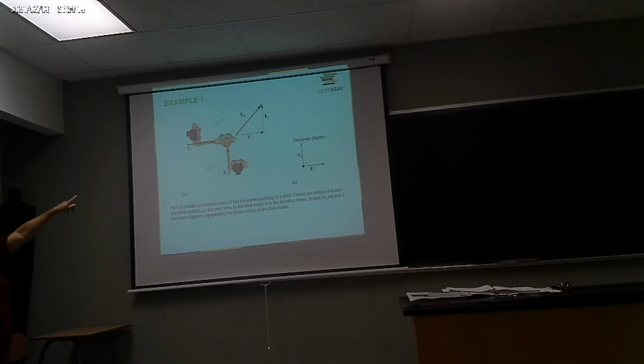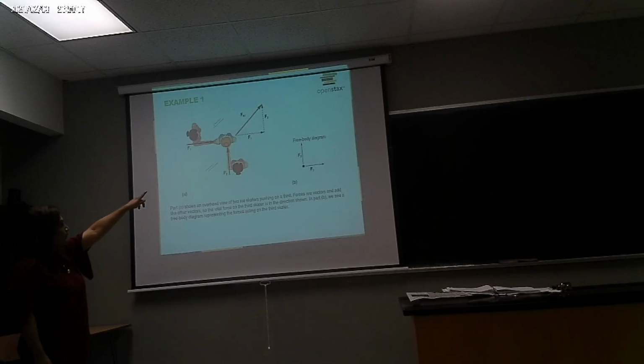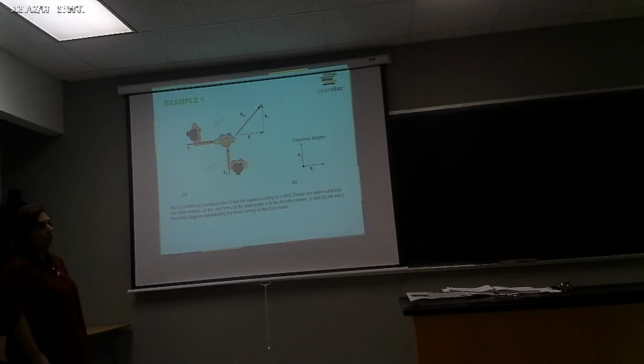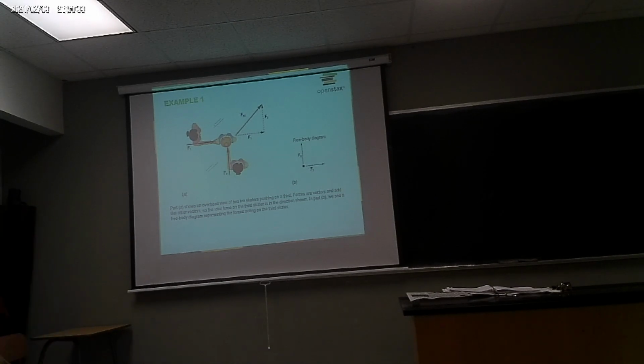Okay, so by putting F1 first, then F2 on top of it, using the head-to-tail rule, where F1 ends, you put F2 on top of it and draw a resultant vector starting from the tail of F1 and ending at the head of F2. That would be your F total. That F total magnitude should be given by the vector formula that we already know.